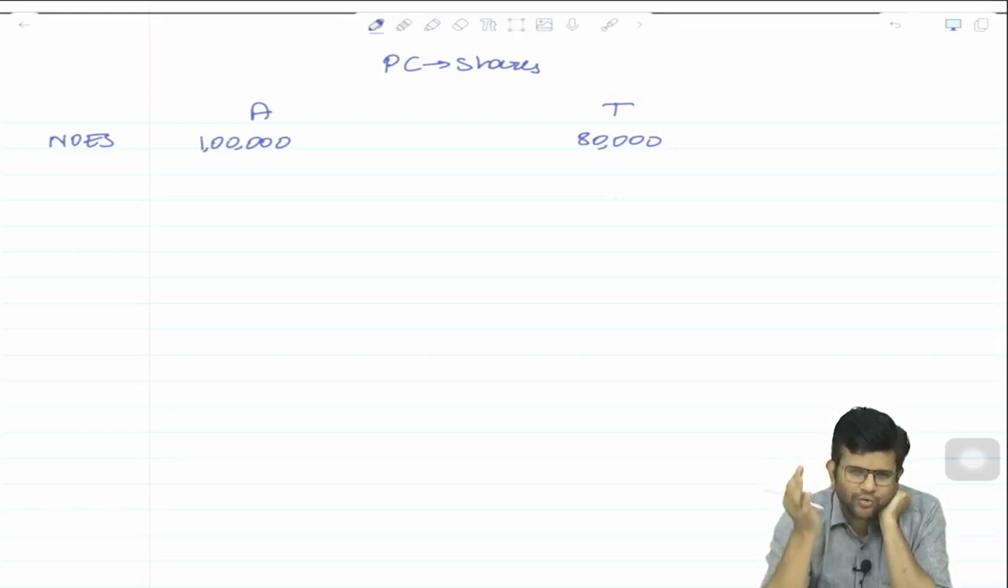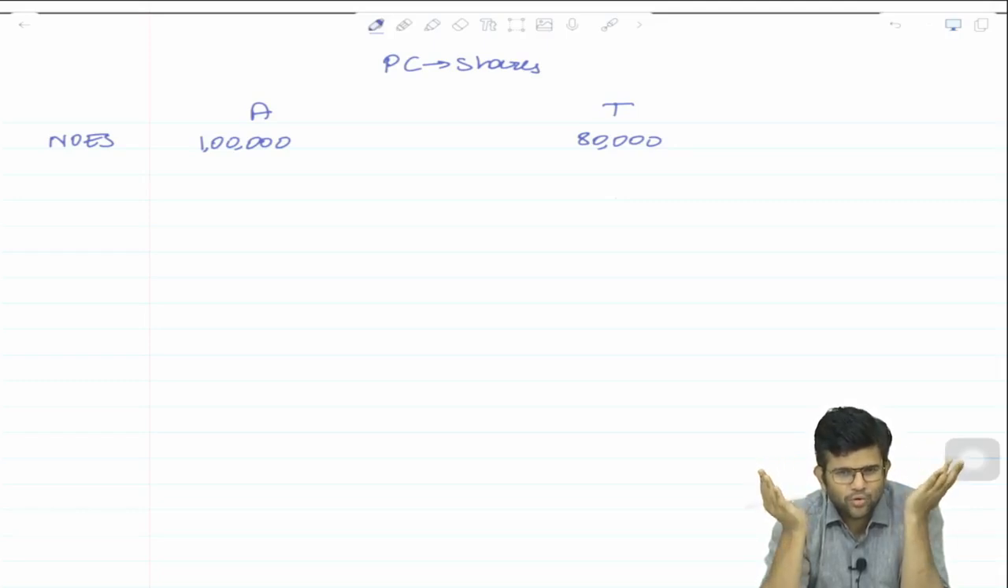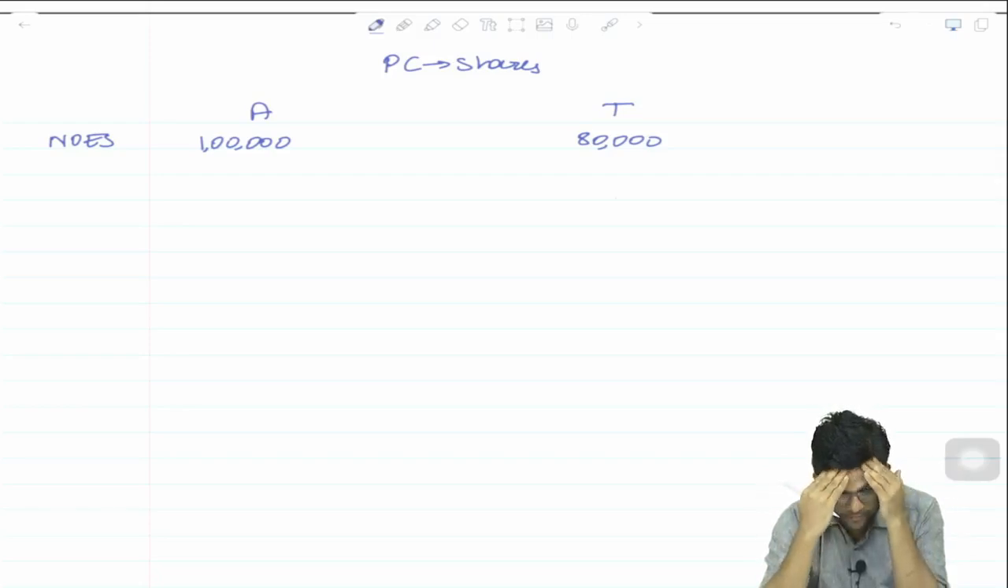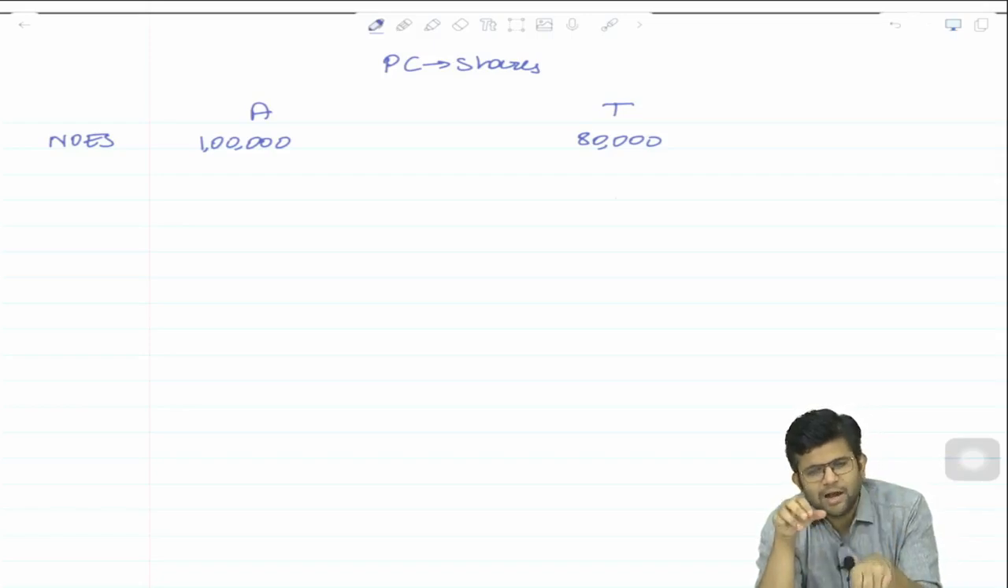So, the answer is, information is not available. The answer is, it depends on the ratio. It depends on the share exchange ratio, like many of you have correctly pointed out. It can't be 1 lakh. It is out of question.